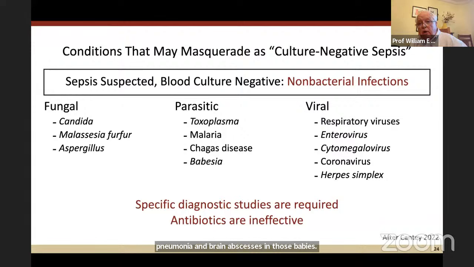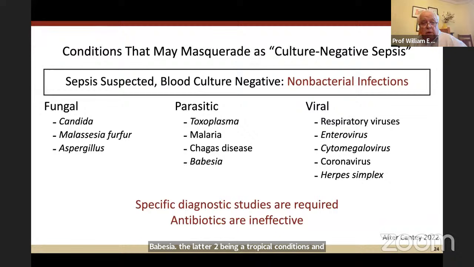Parasitic disease, I think those of you in the audience know these conditions much better than I. Certainly malaria is more familiar to you than it is to me. But also toxoplasmosis, of course, Chagas disease and Babesia, the latter two being tropical conditions, and again, being more familiar to you than to me.